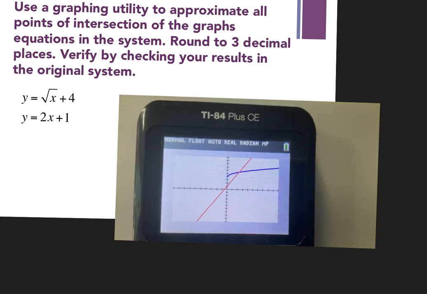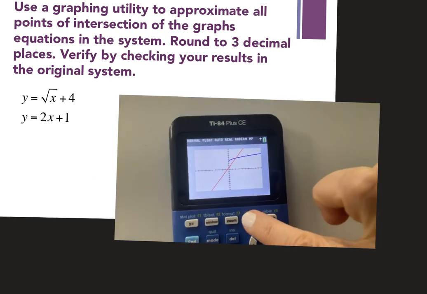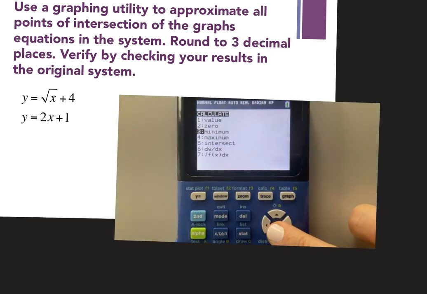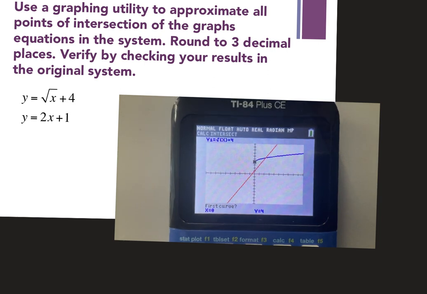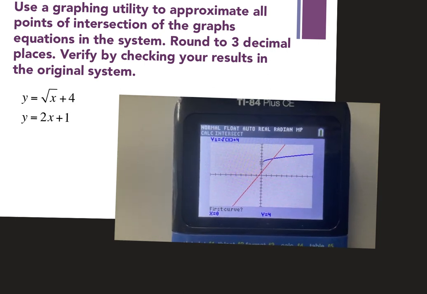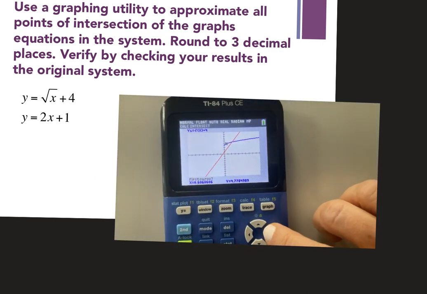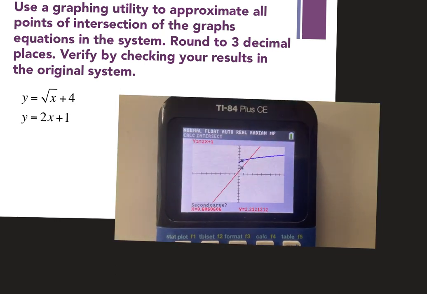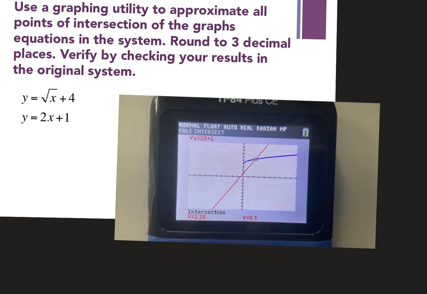And then if I want to find where this intersects, I go second, trace, which is the calculate menu. I go down to 5 where it says intersect. It's going to ask you 2 questions, first curve and second curve. It doesn't matter which one's which, as long as it's somewhere on that first line, which it is, like you can see the blue and you can see the point on the bottom. Anywhere along this line, just hit enter. Then it's going to switch to the other line, second curve, and I hit enter. And then it's going to ask if I'm ready to guess, and I say yes. And it takes you to the coordinate point in which they cross.